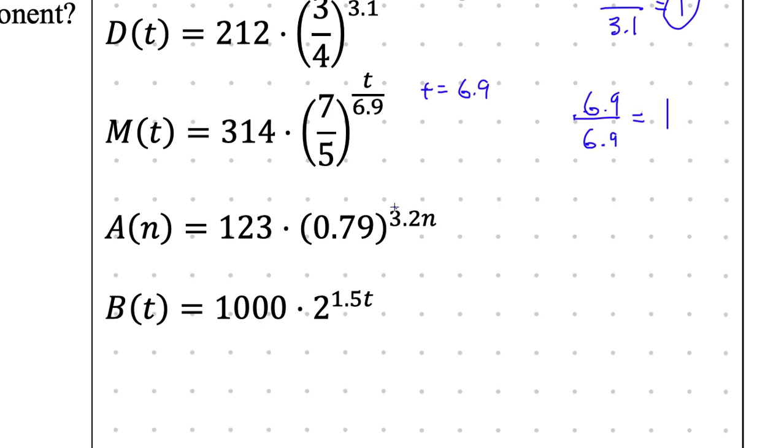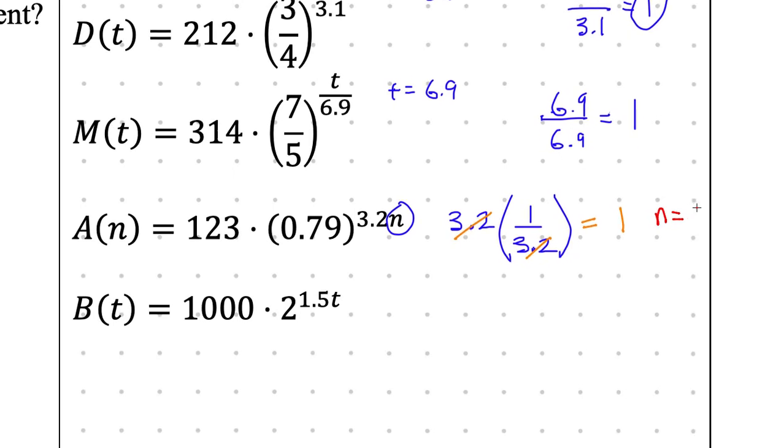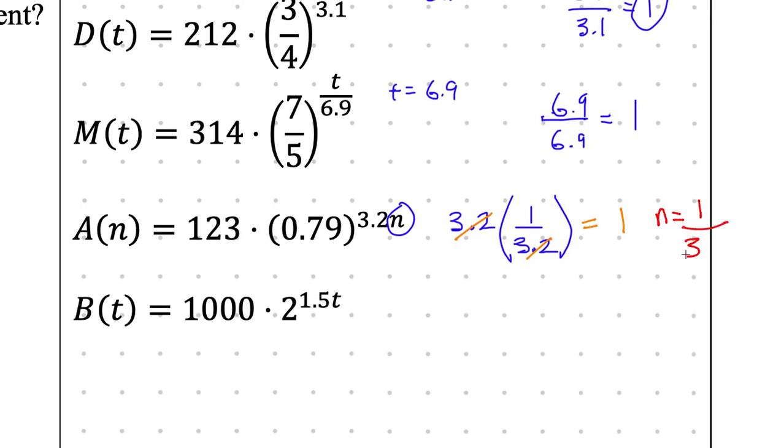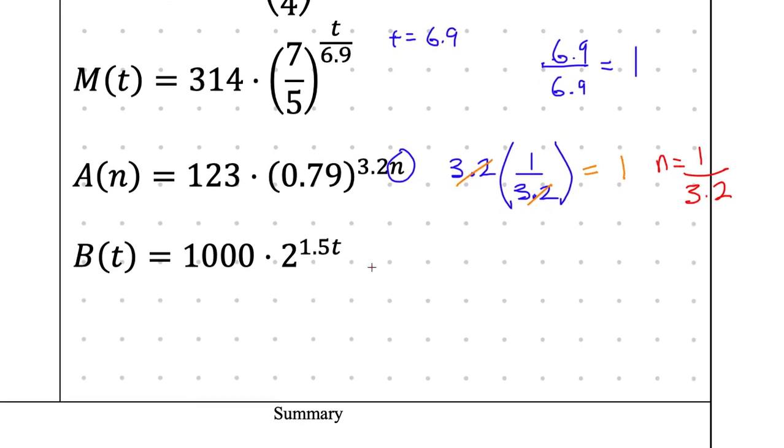So check it out. I'm going to rewrite the 3.2, and if I plug in a fraction 1 over 3.2, 1 over 3.2 is the answer for n. n is 1 over 3.2, because now I can cross cancel, and this is exactly equal to 1. So my n value that I was actually searching for is 1 over 3.2.